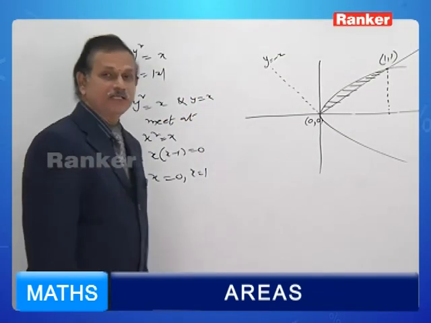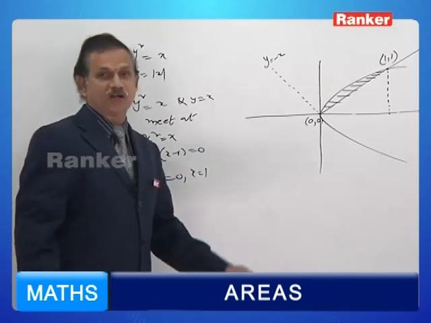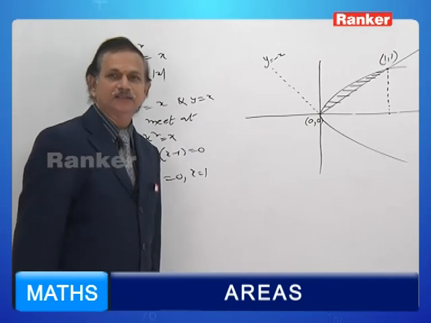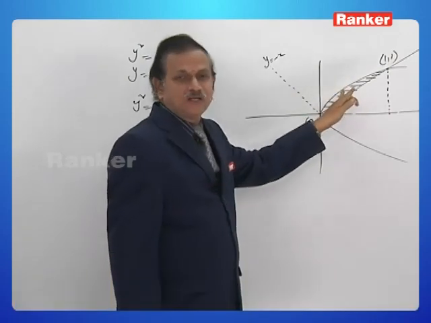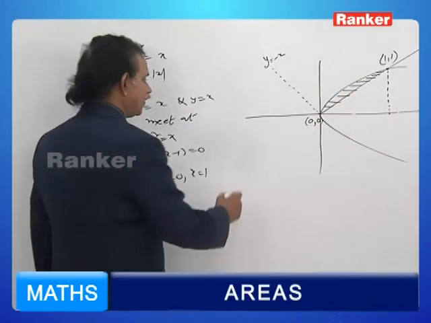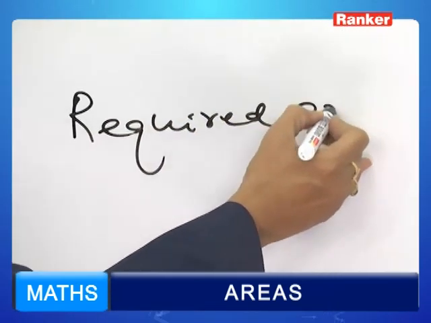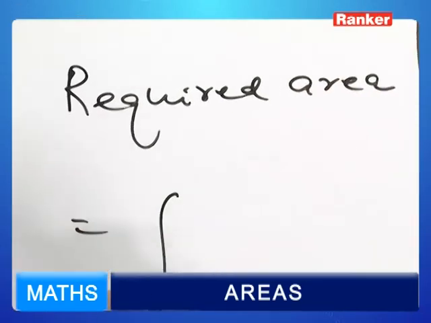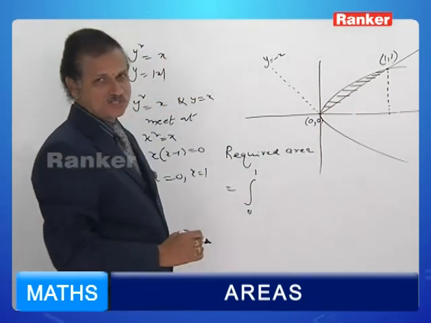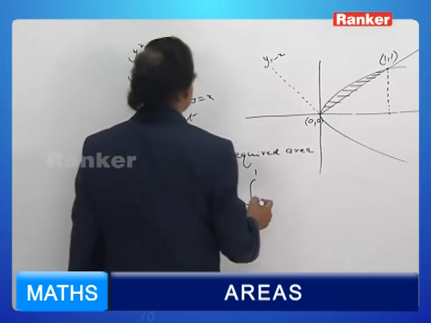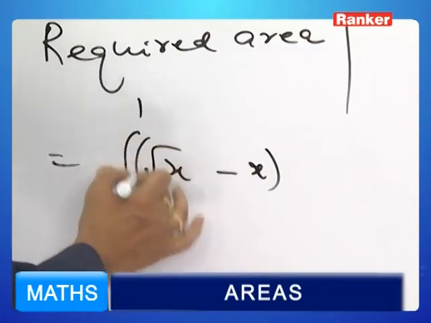Even though he has given y is equal to mod x in the data, the line y is equal to minus x, of course, is not suitable and not useful at all here. And area of this region is only required here. So the required area is equal to integral 0 to 1. What is the curve which lies at the upper place? Is it the parabola or the straight line? It is the parabola. Y square is equal to x, or y is equal to root x. So integral of (root x minus x) dx.